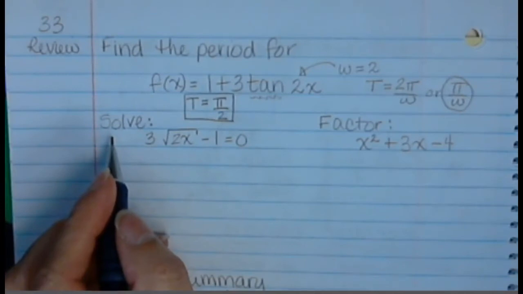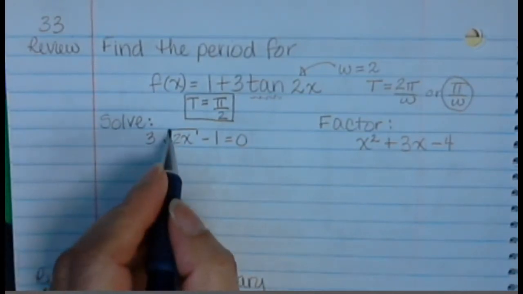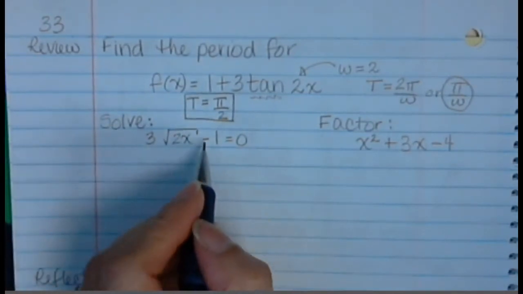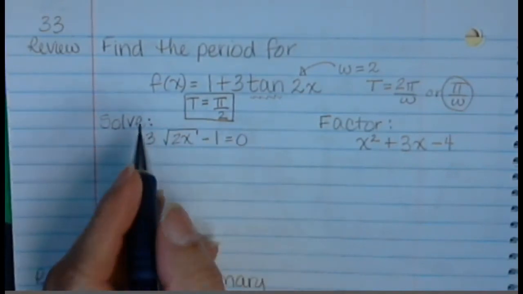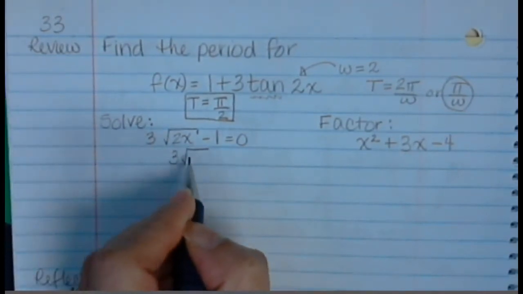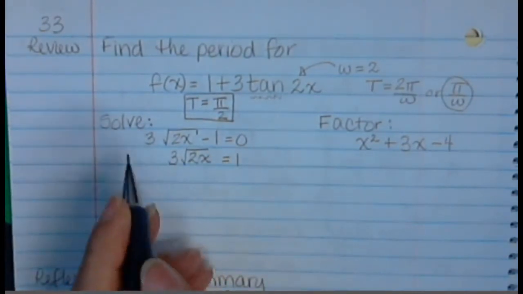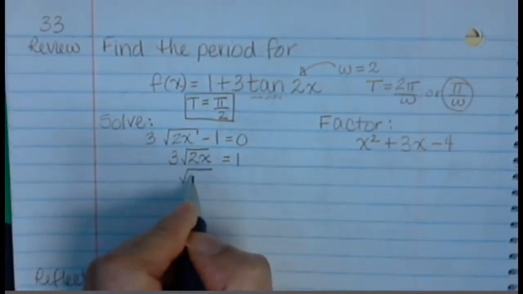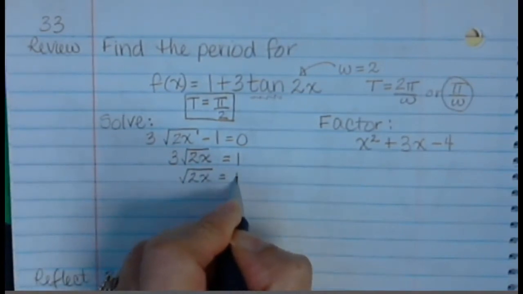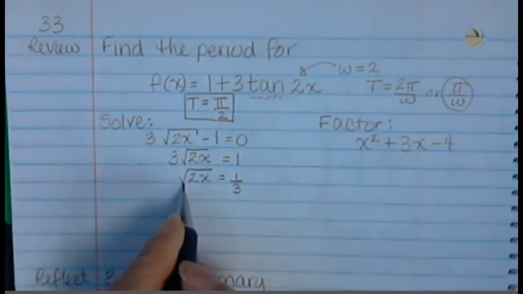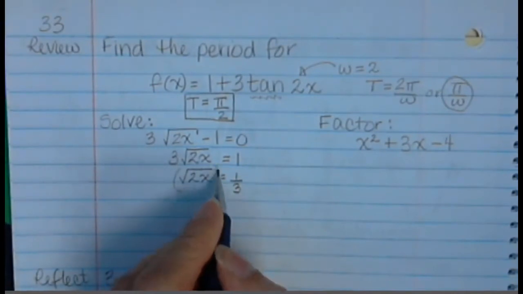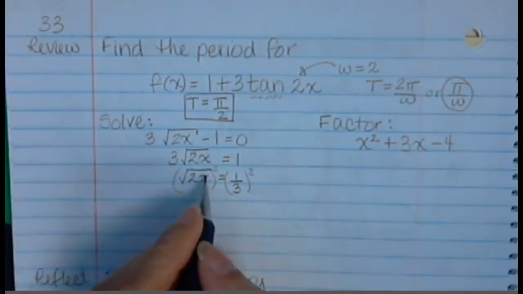The next one I'm going to do is the solve one. This is a radical. Remember, we need to get the radical by itself. So the first thing we're going to do is move the 1 to the other side. So I have 3 radical 2x is equal to 1. Then I'm going to divide by 3 to both sides. So I get square root of 2x is equal to 1/3. Then I'm going to square both sides so I can get rid of the radical.